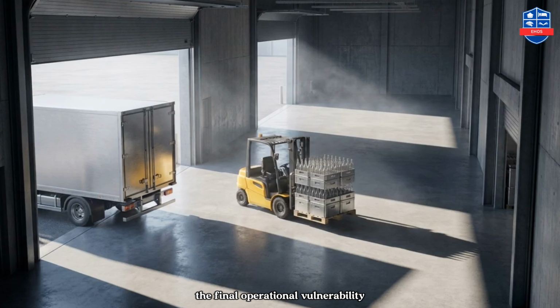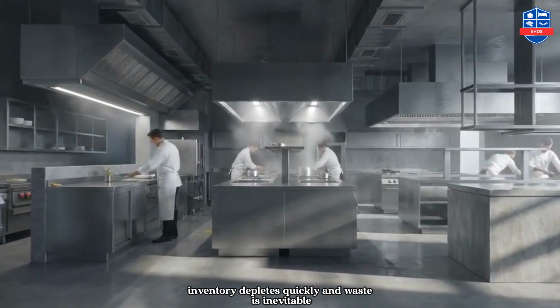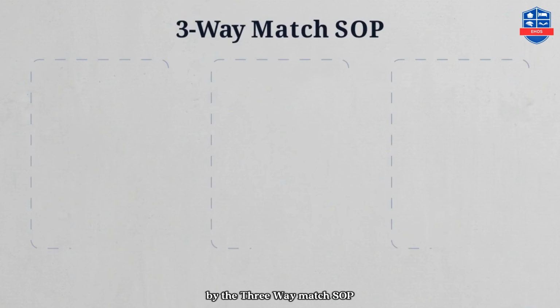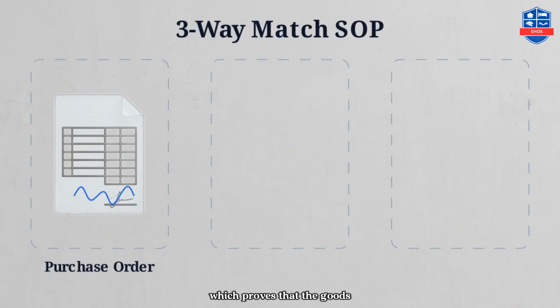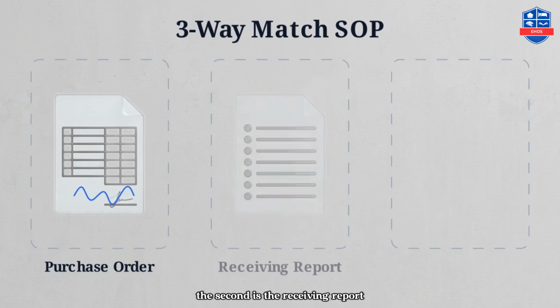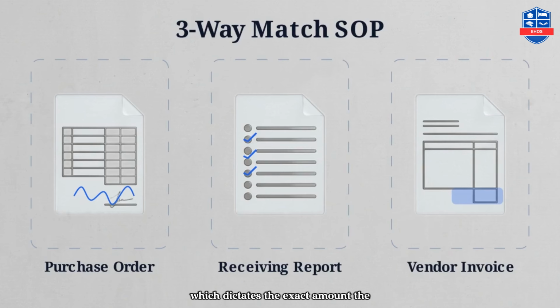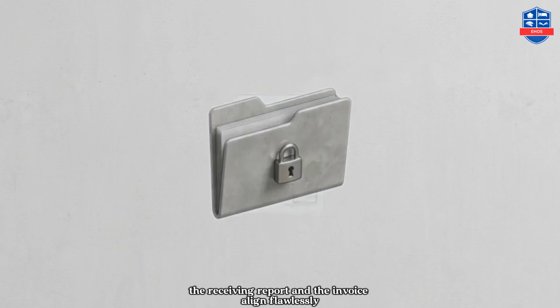The final operational vulnerability lies at the loading dock and within the storage of physical assets. A commercial hotel kitchen during service is chaotic. Ingredients move rapidly, inventory depletes quickly, and waste is inevitable. To prevent fraudulent payouts in this fast-moving environment, all outgoing vendor payments are blocked by the three-way match SOP. This process requires three independent documents. The first is the purchase order, which proves that the goods were actively authorized by management. The second is the receiving report, generated at the loading dock, proving that the specific quantities ordered actually arrived on property. The third is the vendor invoice, which dictates the exact amount the hotel is being billed for. The rule is absolute. Accounts payable cannot process a payment to any vendor unless the purchase order, the receiving report, and the invoice align flawlessly.